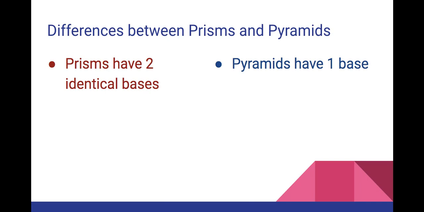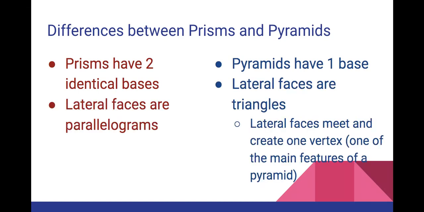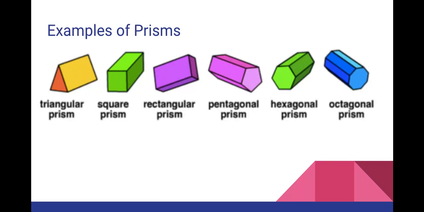On this slide, I've summed up the main differences between prisms and pyramids. So prisms, again, have two identical bases where a pyramid only has one base. And the lateral faces in a prism are all parallelograms. The lateral faces in a pyramid are triangles. And again, those triangular faces meet at one point at the top, that one vertex, and that's what makes a pyramid very easy to identify. That vertex is a main feature of the pyramid.